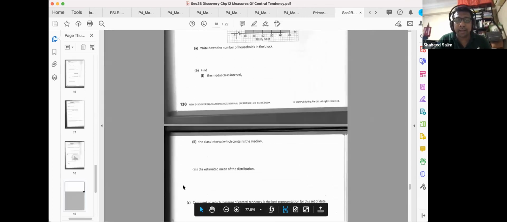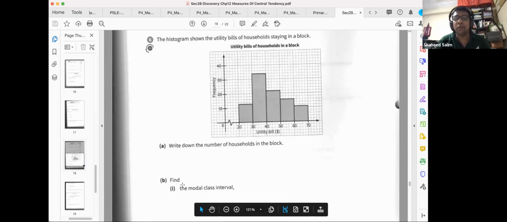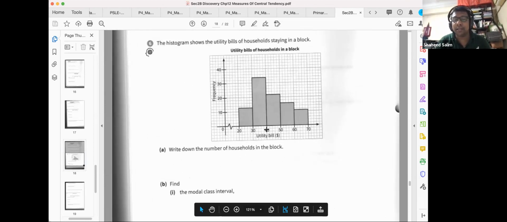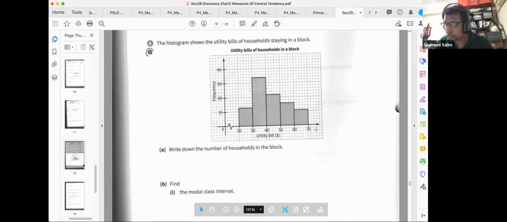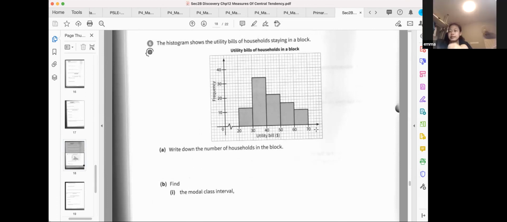Now the next one, they say the class interval which contains the median. They're asking you which class interval contains the median. Which one? You've got to decide. You have the number of households. What's your formula? How many households are there? 96.